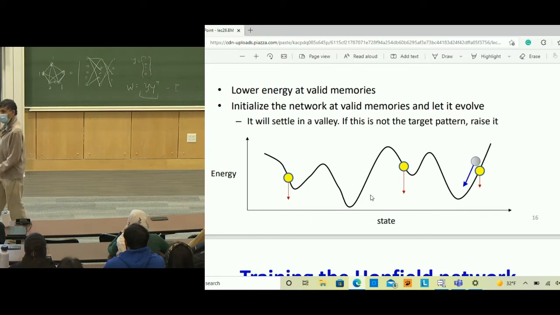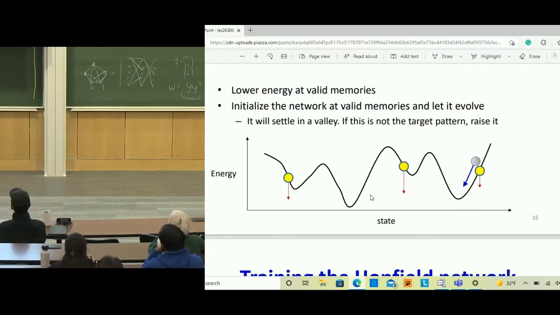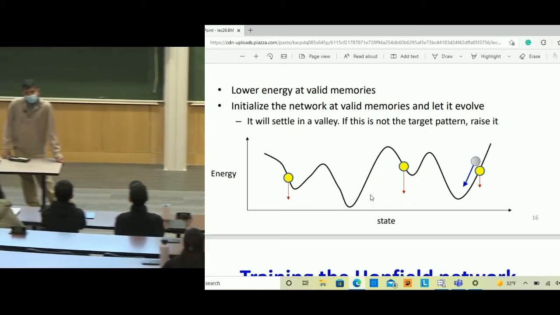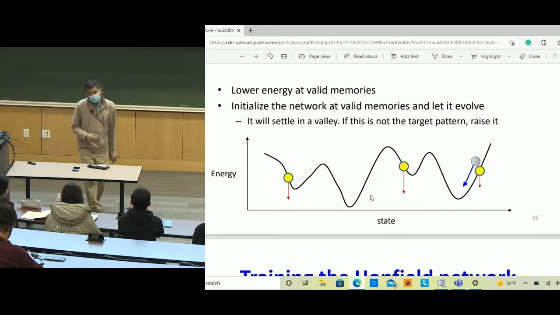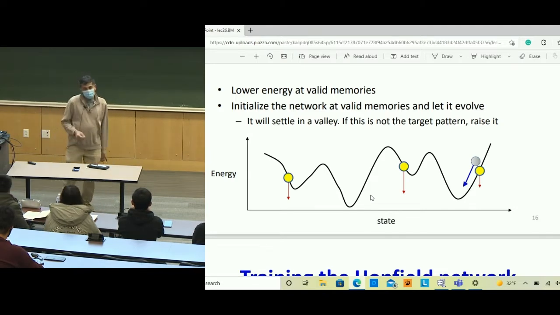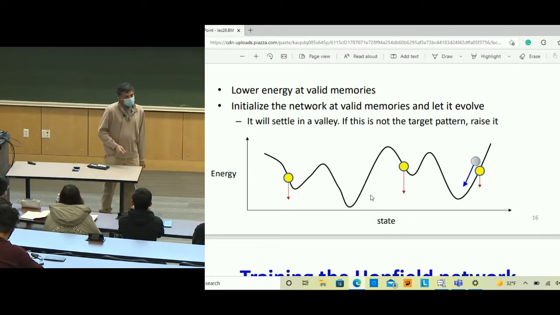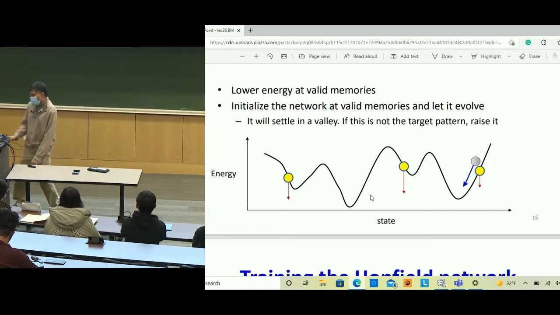You want these energy bowls to have nice clear minima, but the bowls need to be only a finite diameter around the points that you're trying to remember. So we said that you can just start off at the points that you're trying to remember, let the energy evolve, come to a local minimum, and just pull up the energy at those points, right?